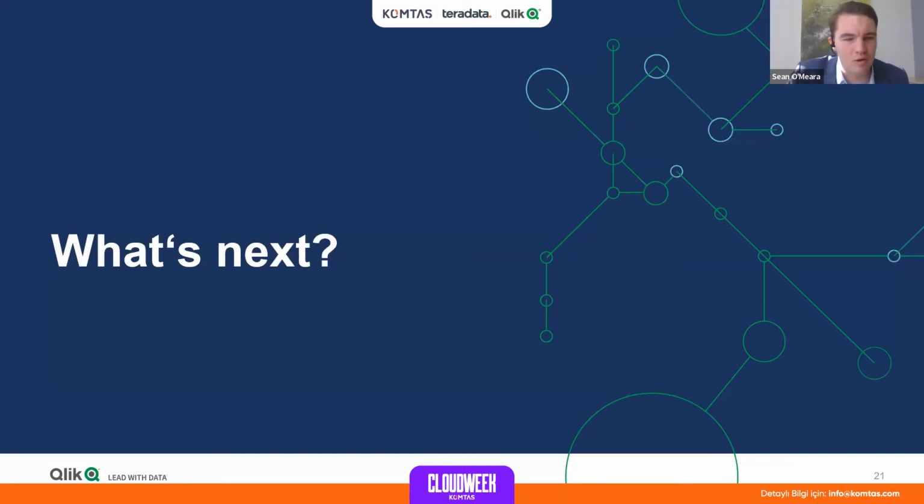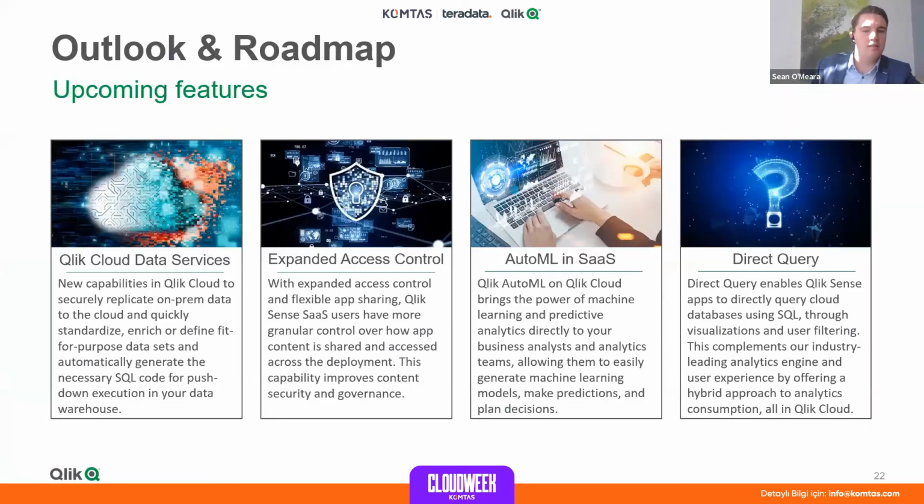So now, after all the customer talk, the marketing talk, we want to look at the outlook and roadmap of what's coming up next, right? So we're going to see new capabilities in Qlik Sense Cloud.